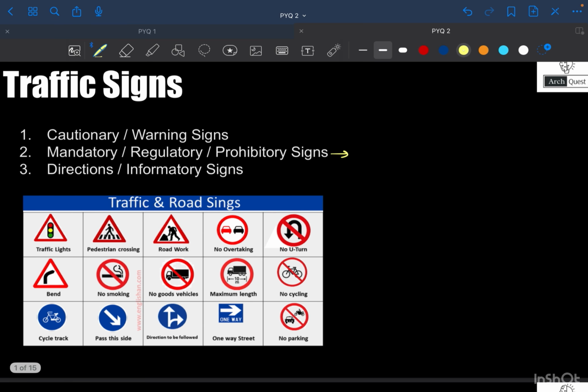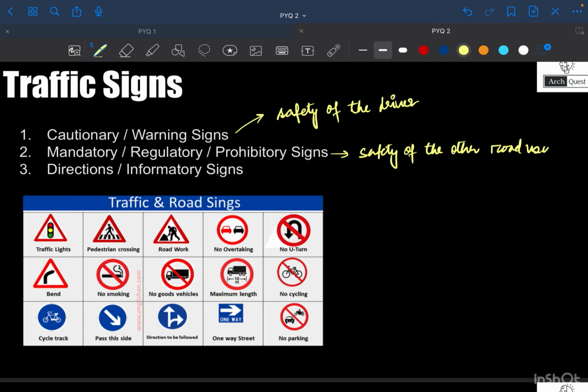So if I tell you in short, cautionary and warning signs are to warn the driver about the danger ahead, and it's basically for the safety of the driver. Safety of the driver. Okay. Then we have mandatory, regulatory, or prohibitory sign. These are for the safety of the others. Safety of the other road users. Direction and informatory signs basically work like a guide. Okay, these are just one-liners that I have told you. Let's read this in more detail.